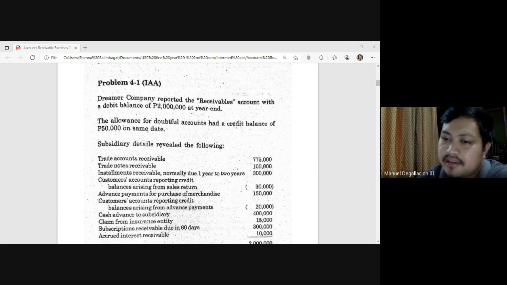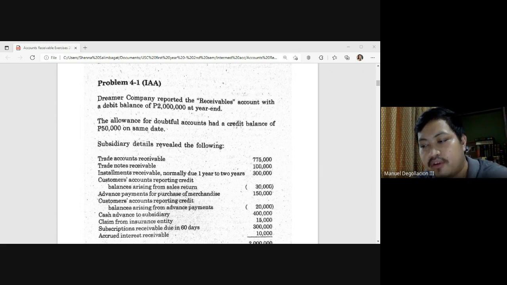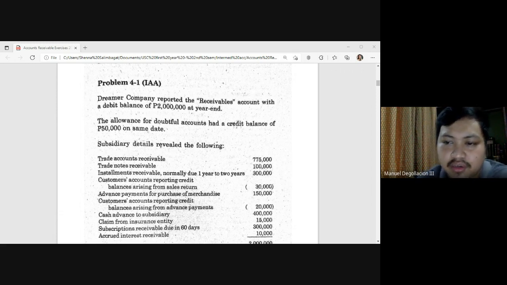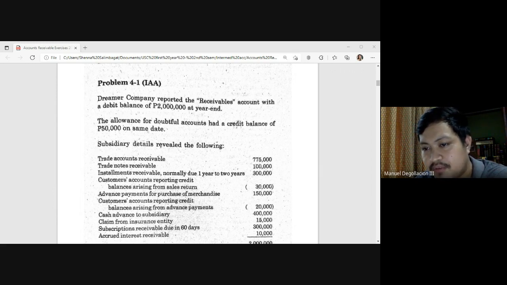But expect that that would be a significant part of your expected learnings for this topic, class, that you will be able to classify receivables as either current or non-current. You will be encountering a lot of problems wherein all that will be asked from you is to compute for the total receivables that would be classified as a current asset and compute for the total receivables that would be classified as non-current assets.